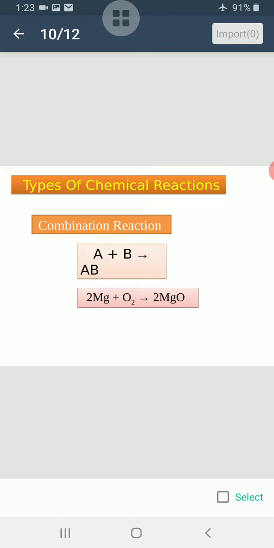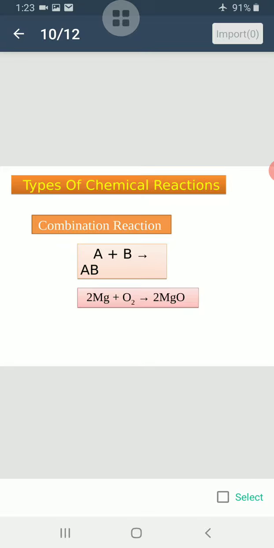Now next is the types of chemical reactions. There are some patterns that are observed in chemical reactions. Chemical reactions are therefore grouped according to these patterns. This makes the study of reactions easier in the same way as the classification of plants or animals makes their study easier. By using these patterns, we can predict the products formed in a large number of reactions.